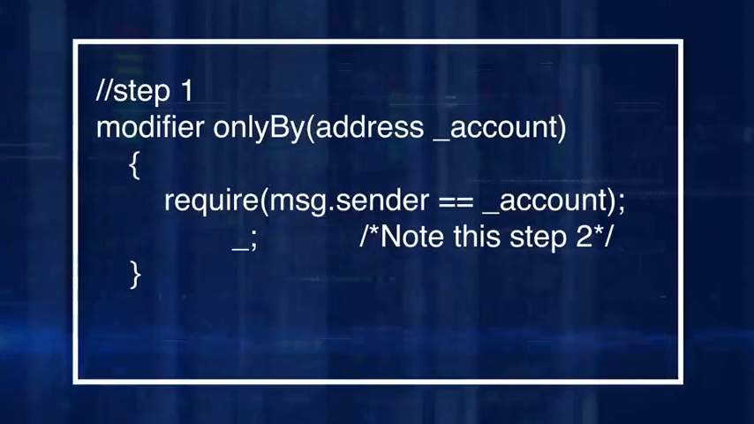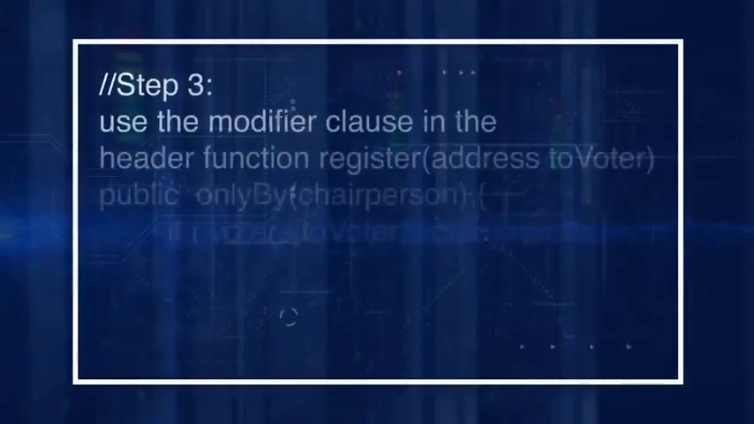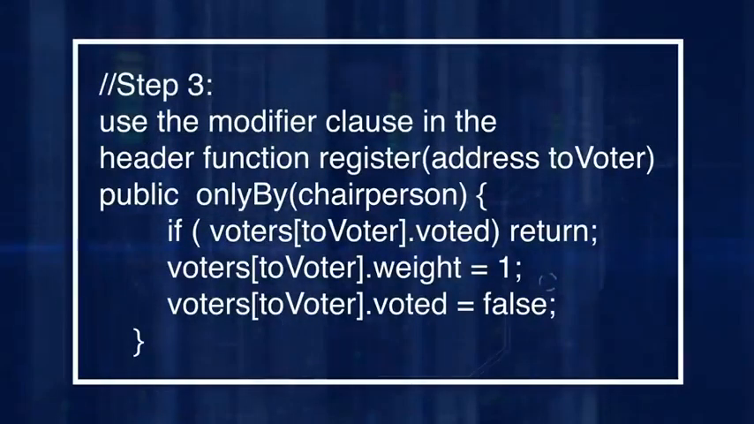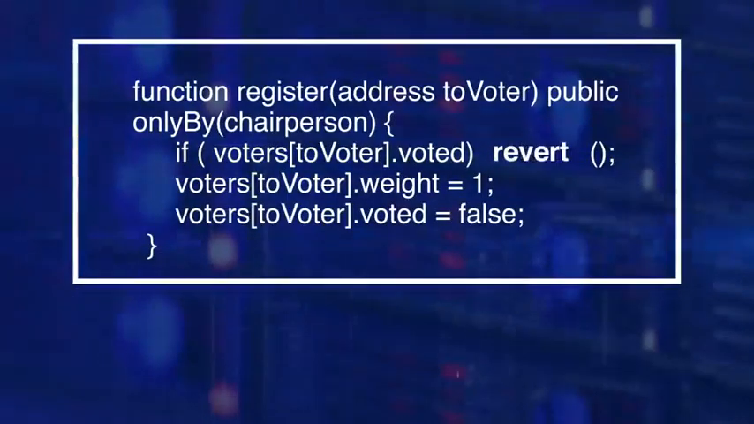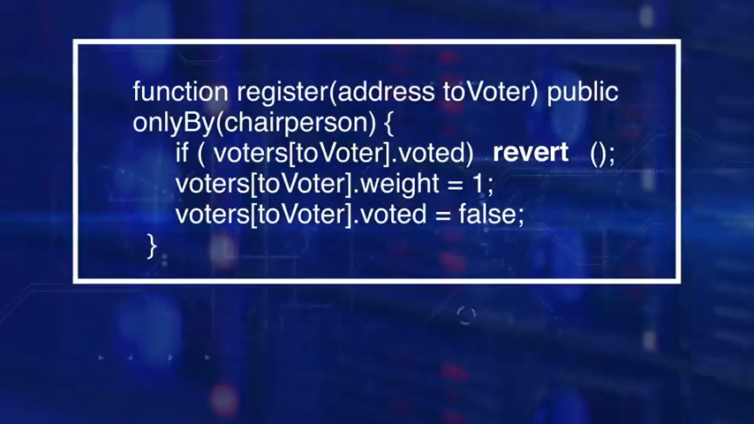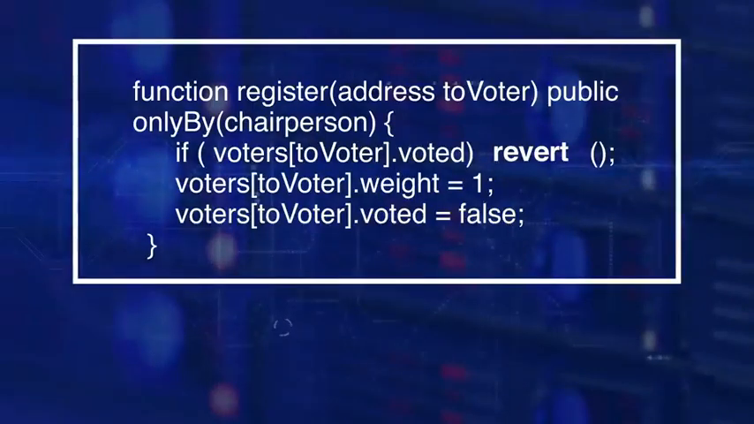Step 2 shows how to make the modifier include a placeholder for any function. Step 3, use the modifier clause in the header of the function definition. Now, let's change the existing if statement of the ballot smart contract such that it reverses the transaction on input validation failure. We don't need to waste blockchain resources for a failed transaction.